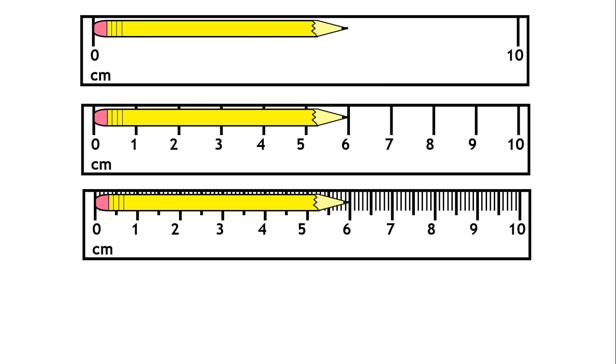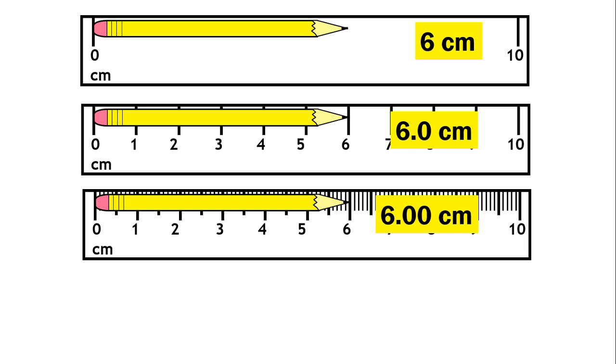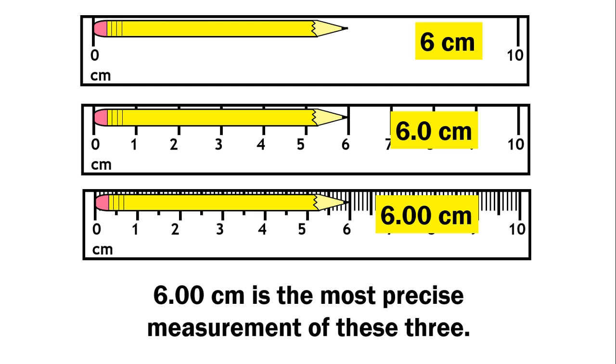Now, if you had a pencil that was exactly on the line in these two examples, comparing the top ruler with the middle and the bottom, the first measurement would be 6, but that's all you could say. The second measurement, because it's on the line, we could say 6.0. And the third measurement is also on the line, but now we are going to the 100th place. And 6.00 is the most precise measurement of these three. Even though mathematically they all mean 6, scientifically, in terms of measurements, 6.00 is more precise.